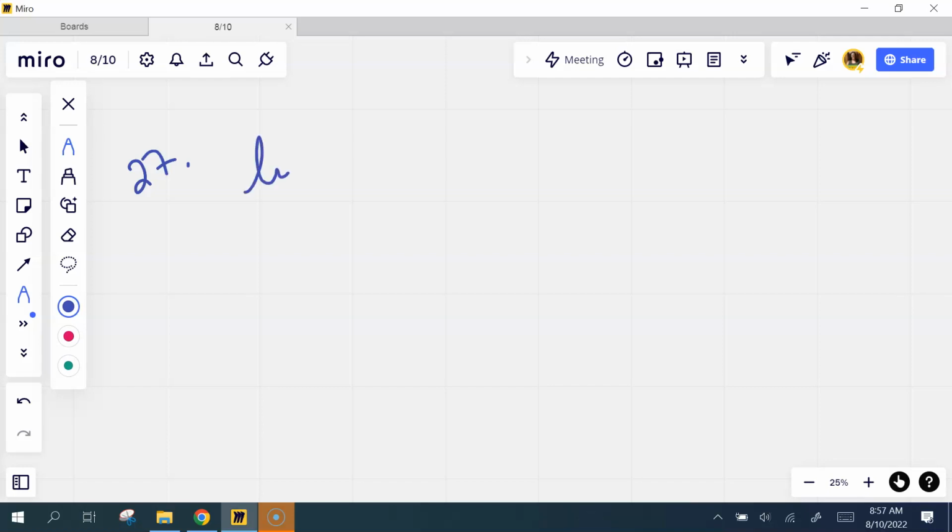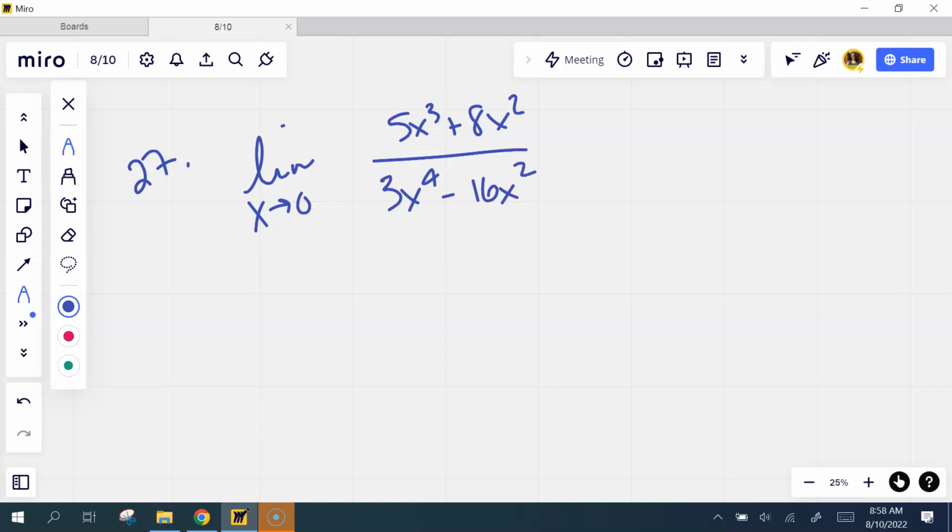27, the limit as x approaches 0 of 5x cubed plus 8x squared over 3x to the fourth minus 16x squared. It says explore graphically but confirm algebraically. I'm just going to jump straight into the algebraic part and factor what I can, because clearly I can't plug in 0 here. I'll have 0 over 0, which is no bueno.